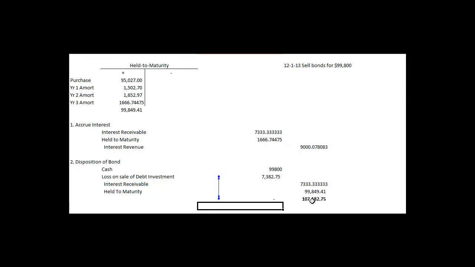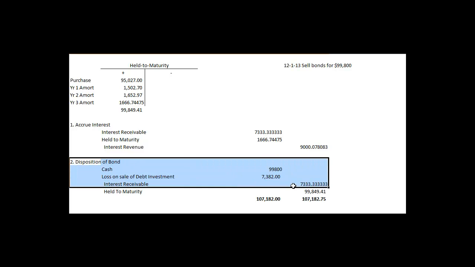Oops, got a circular reference here. Hold on. And they do, by 75 cents. We're off. That's because I cut it off there. So this is the actual.